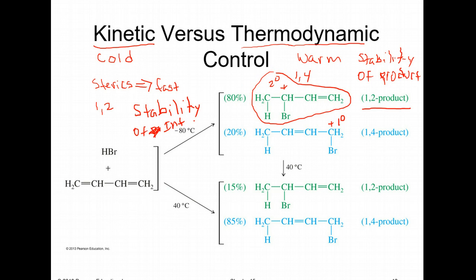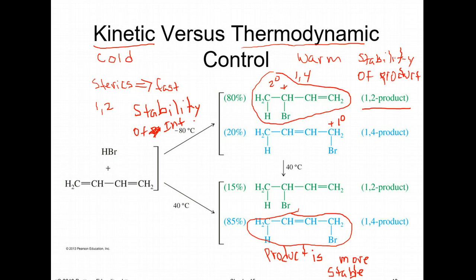In the thermodynamic control, where you heat it up, it's based on the stability of the product. This is stability of the intermediate. This is stability of the product. So looking at these two compounds, which one is more stable? A double bond at the end of a chain or a more substituted double bond? I'm kind of leading you into the answer. Well, in this case, the more substituted double bond is the more stable product. That's Zaitsev's rule. So here, the product is more stable.